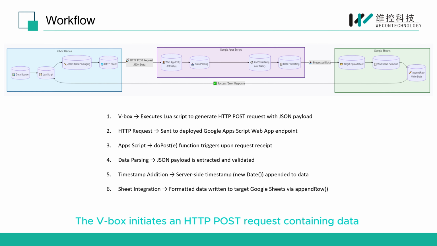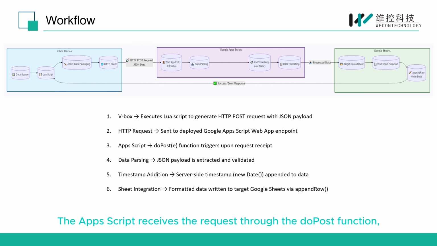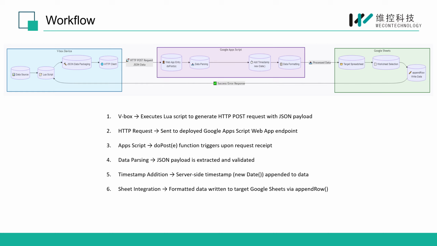The VBox initiates an HTTP POST request containing data, usually in JSON format via a Lua script, sending the request to the Google Apps Script URL deployed as a web app. The Apps Script receives the request through the doPost function, parses the incoming data, automatically adds a timestamp on the server side, and then writes the processed data into the designated Google Sheets.